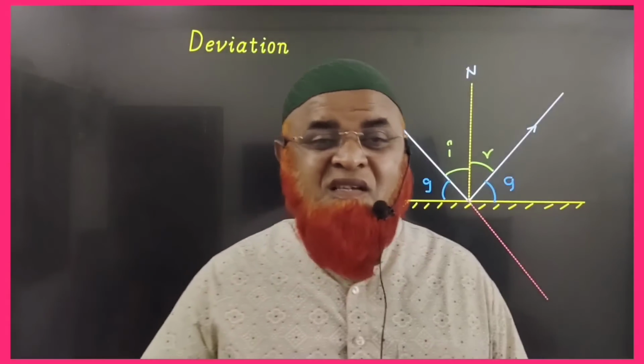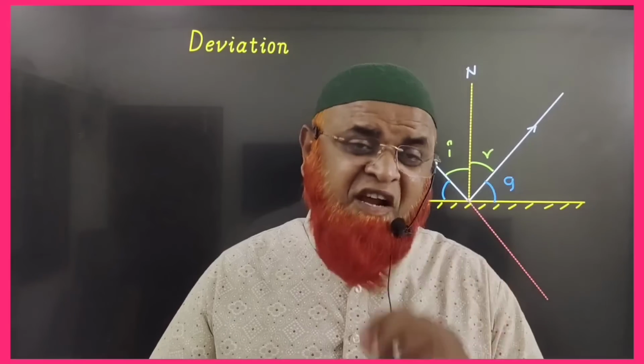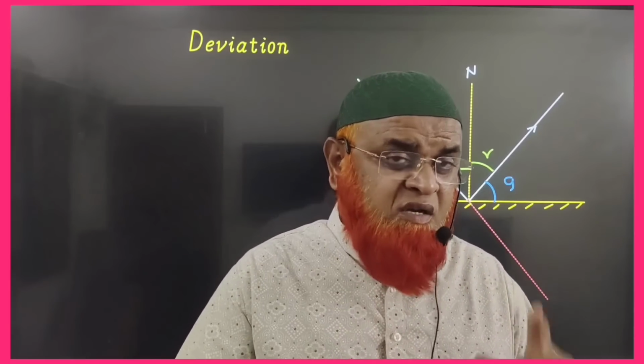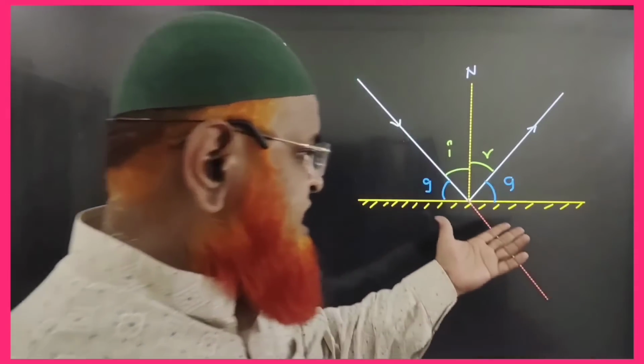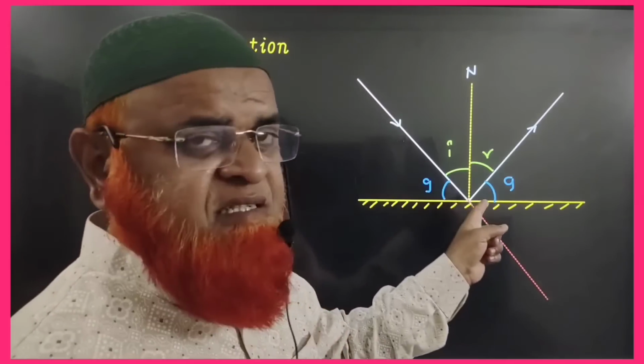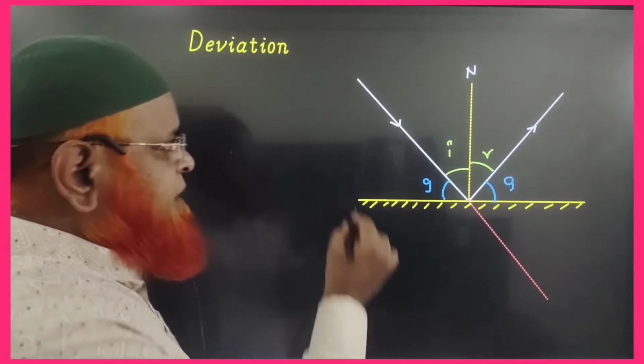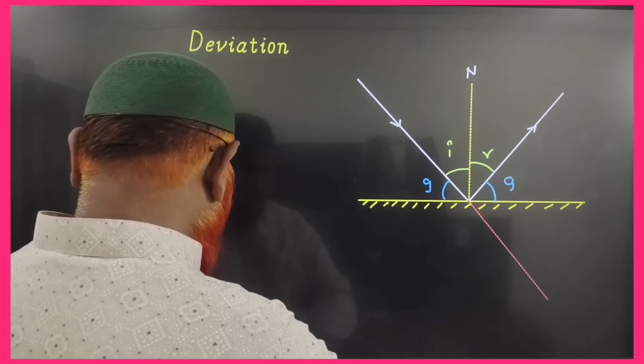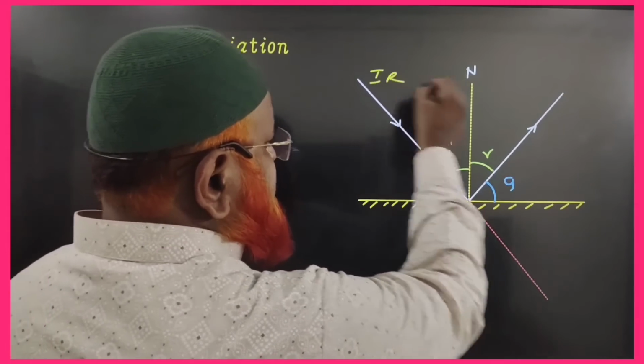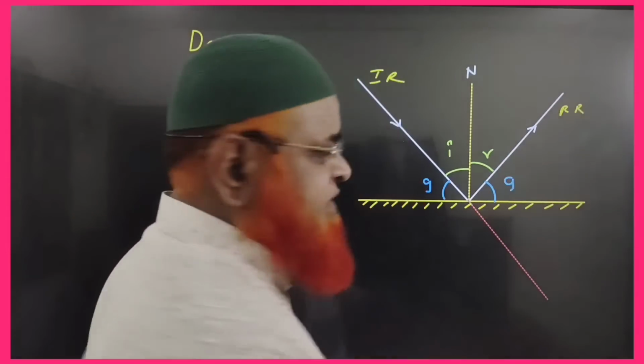My dear students, we shall discuss the basic concept of reflection and deviation because of a single mirror. You are taking a single mirror, a light ray is incident and reflected back. This is called the incident ray, this is called the reflected ray.